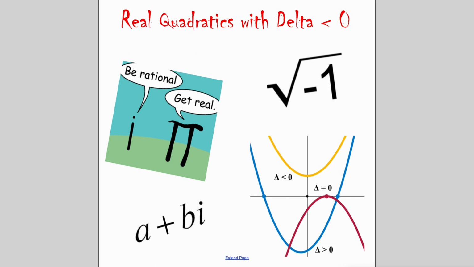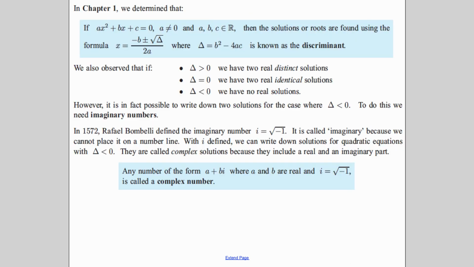Alrighty then. So, we've been solving quadratics, and we were in the real number system only, and we were saying that when the discriminant, b squared minus 4ac, part of the quadratic formula, housed under the square root, was less than 0, we have no real solutions. And this poses a problem.